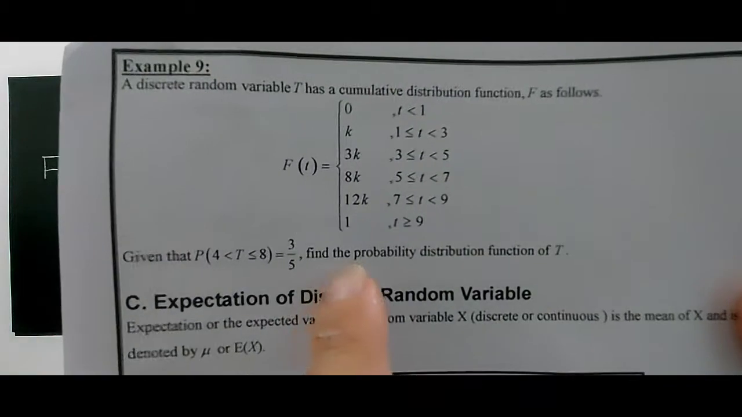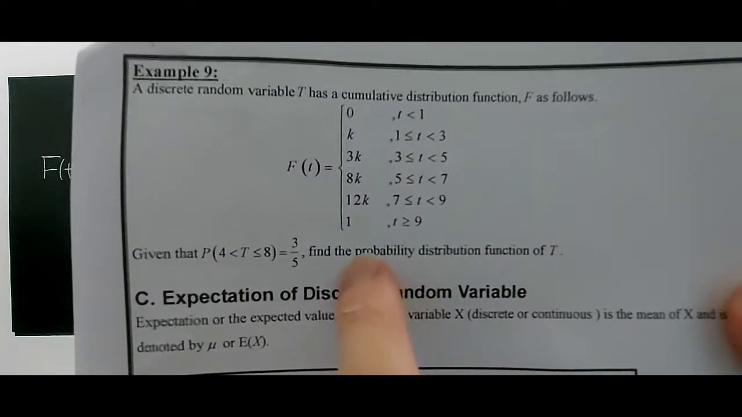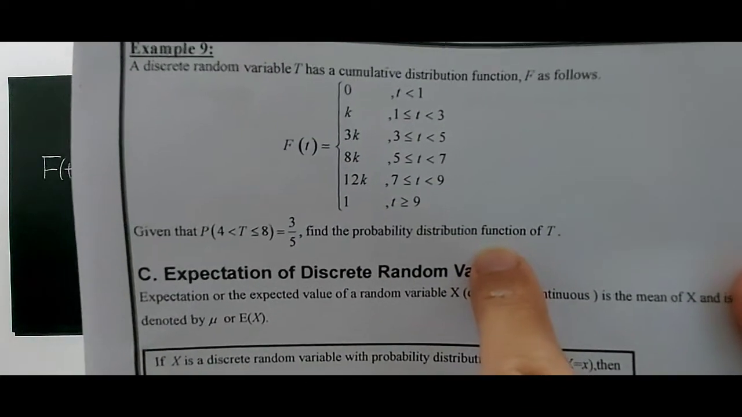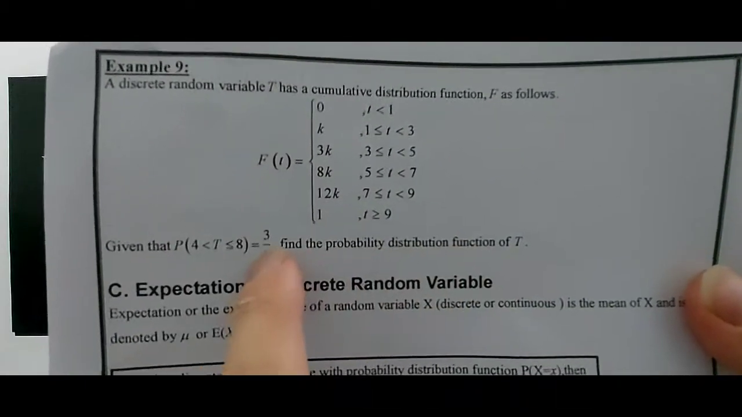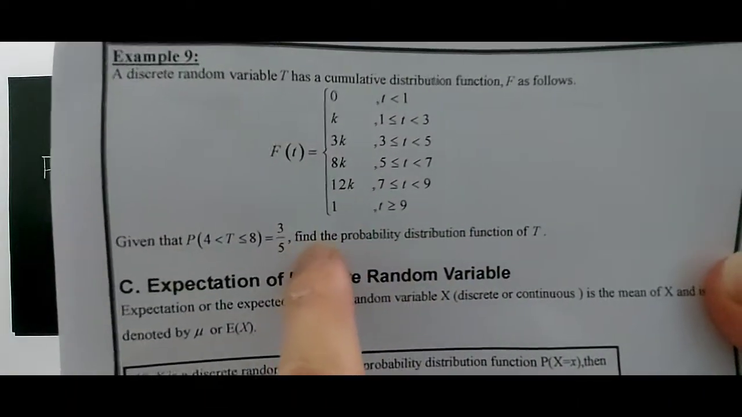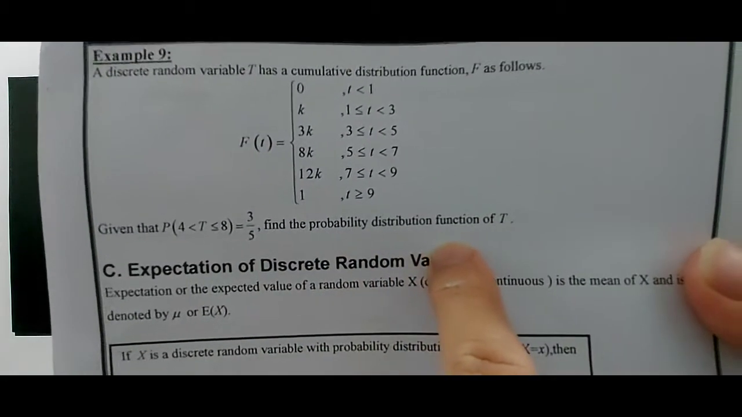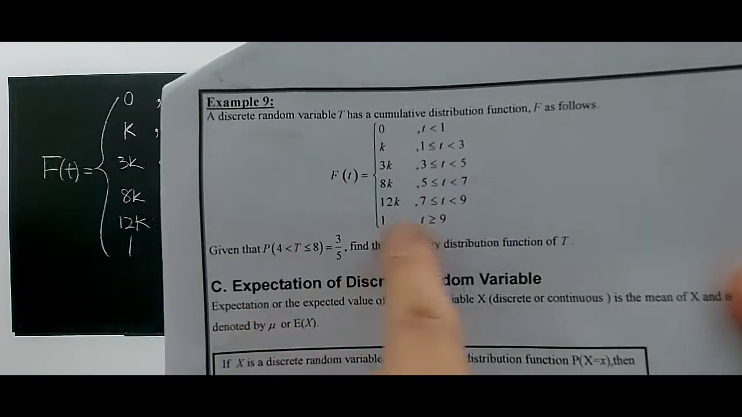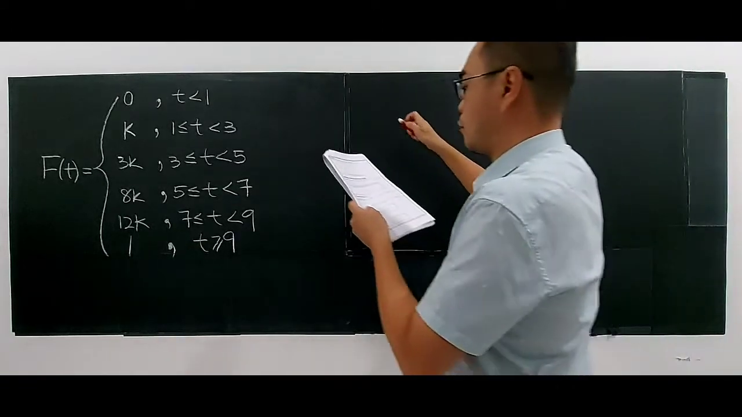Usually when this is a discrete random variable, when they talk about the probability distribution function, we will usually represent it in the form of a probability distribution table. So it will be a lot easier. When they say find the probability distribution function, we can assume they are asking us to construct the probability distribution table, and this is the cumulative distribution function. Let's see how to use the information given.